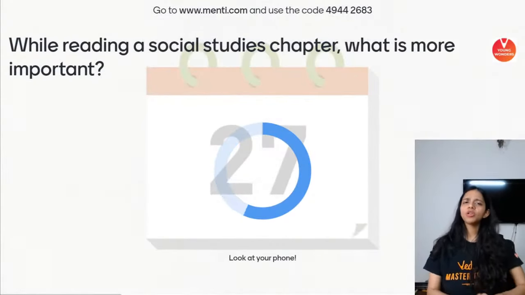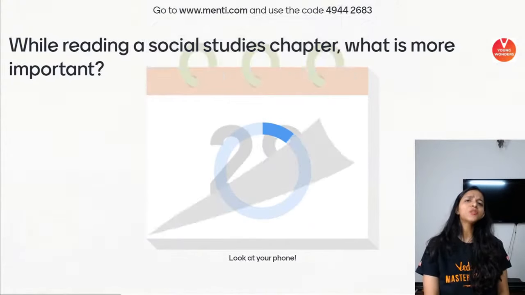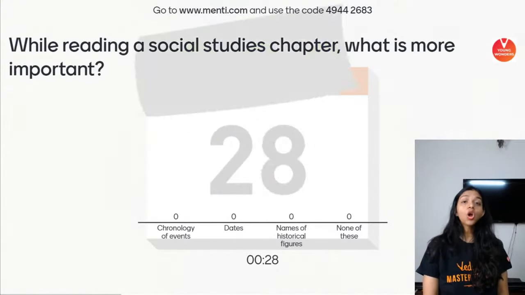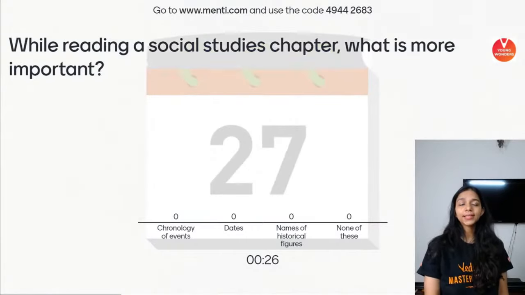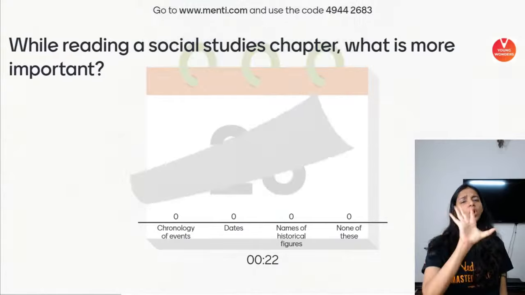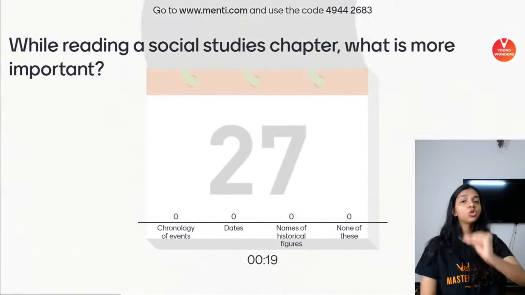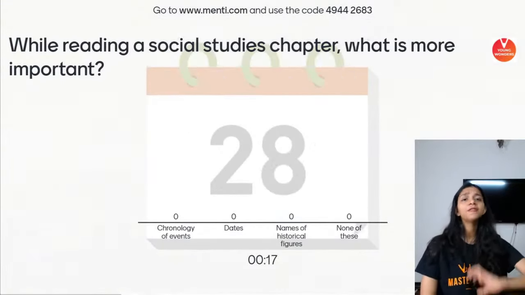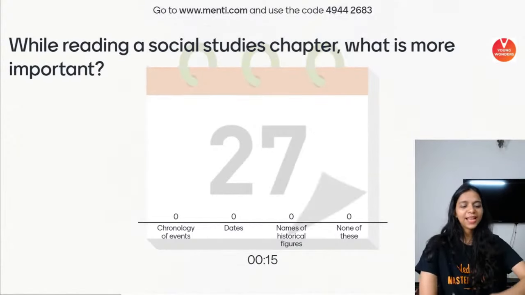While reading a social studies chapter, what is more important? Chronology of events, dates, name of historical figures, or none of these? First time you are reading the chapter, what should you keep in mind? What should you learn first? Come on guys, I told you.